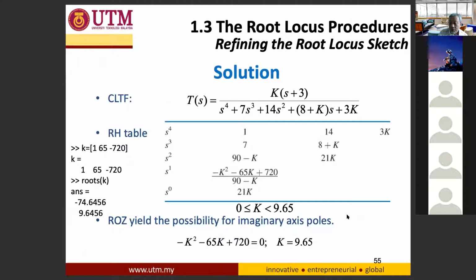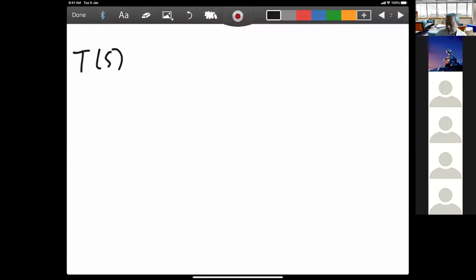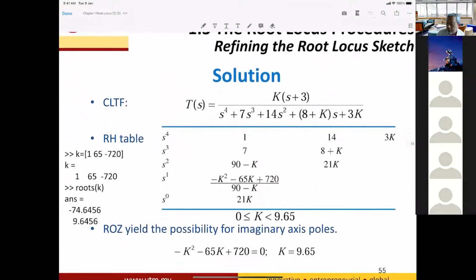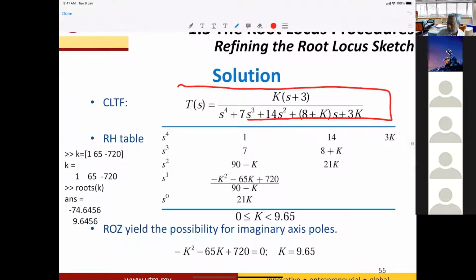Okay. TS equals K S plus 3. Okay. K S plus 3 over S4, 7S cubic plus 14S squared, 8 plus KS plus 3K.